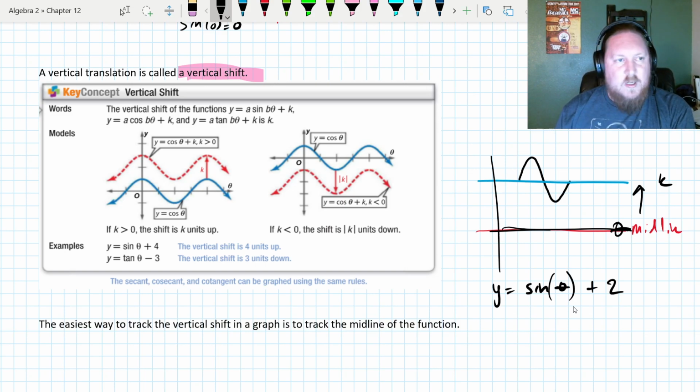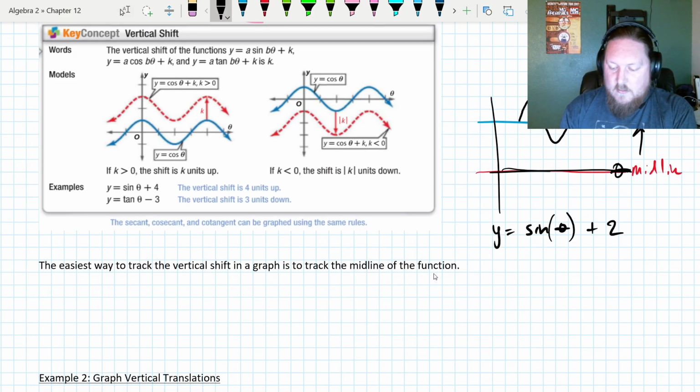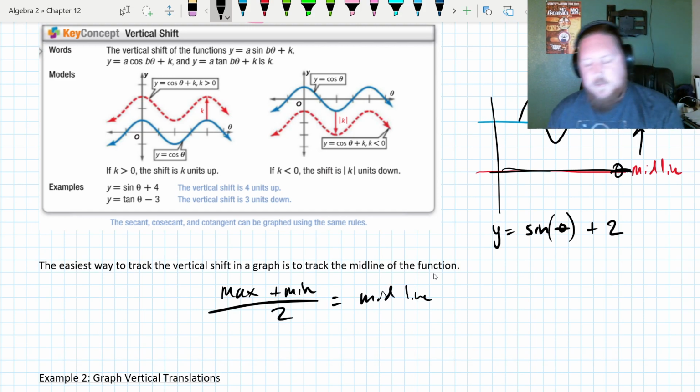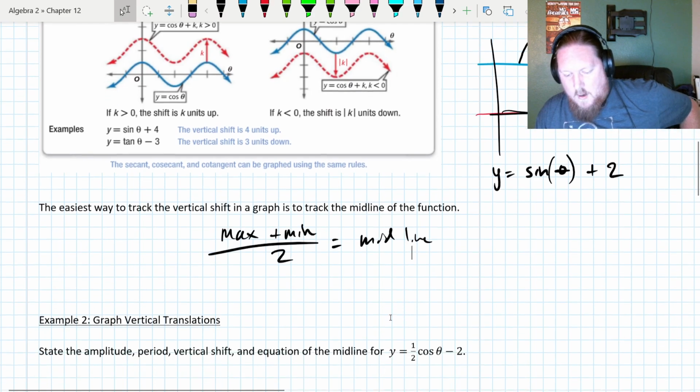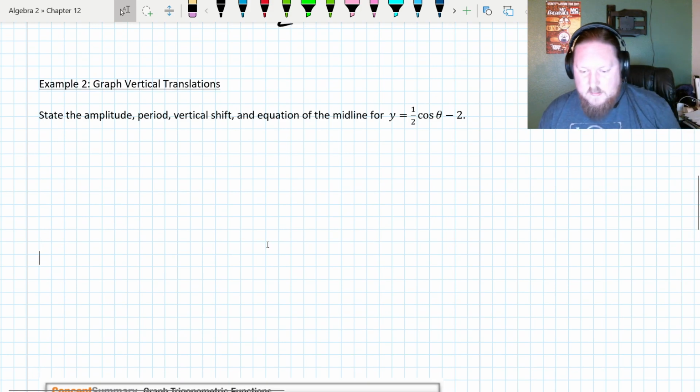One way that you can find the midline of the function is if you know what the maximum value is and you know the minimum value, you can add them up and divide by 2 and just find the average, and that's going to get you the midline. That'll be more important when we go to the word problems later on. All right. Example 2, graphing vertical translations.